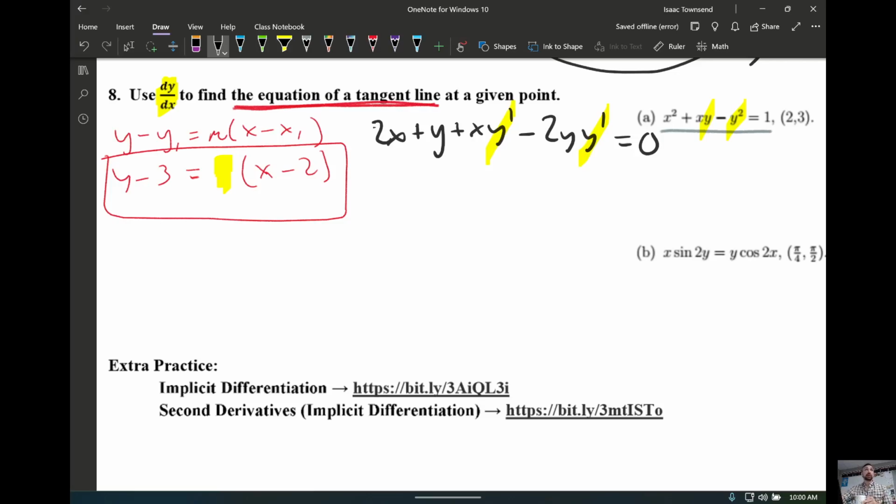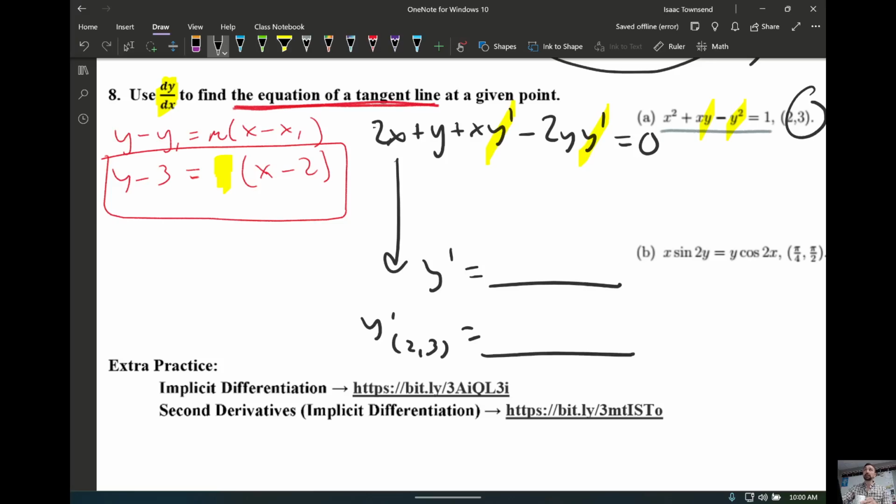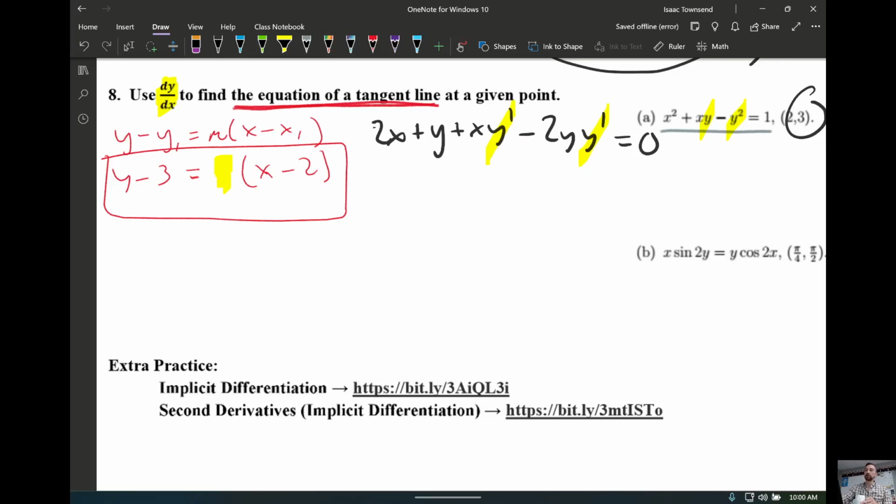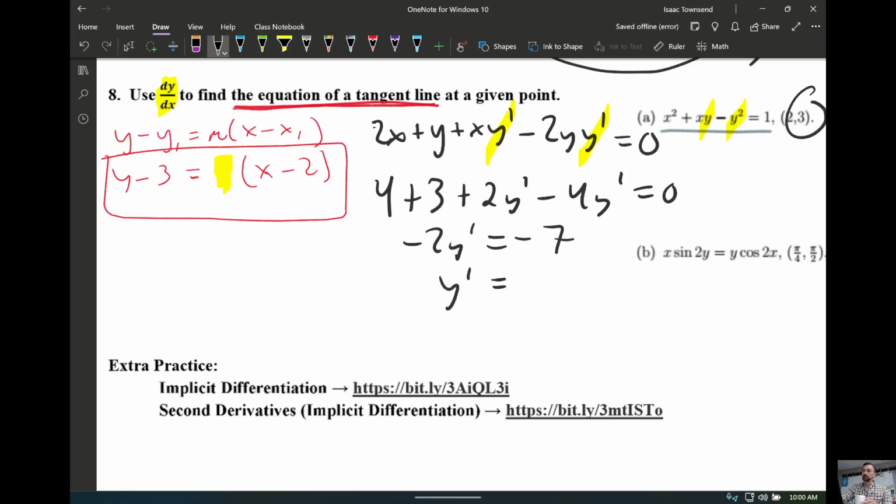Now, if you've got options here, if you really want to solve for y prime first and then plug in the point 2, 3, that's mathematically fine, but anytime you're just plugging in a point anyway, I would just plug it in as soon as possible. Everywhere you see an x, plug a 2. Everywhere there's a y, plug a 3. And if you do that, you get a pretty quick equation to solve for y prime. It looks like the slope when x is 2 and y is 3 is 7/2.